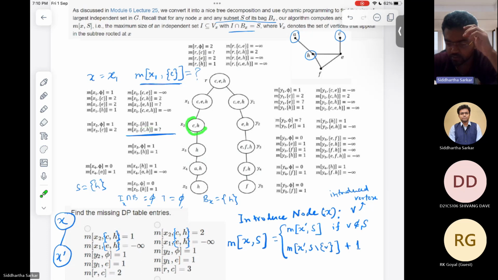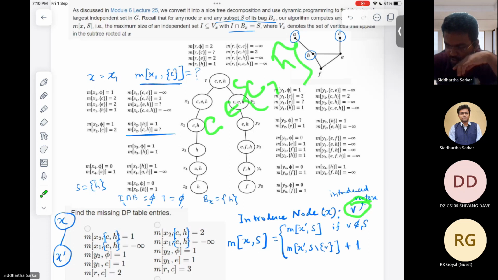First thing is to decide what kind of node it is. So we look at its child. This child has h, and this has c comma h. That means c is introduced here, so this is an introduced node. So we'll use the recursion formula corresponding to an introduced node. What is the value of S? S is c comma h. Now, what is the introduced node? C. Is C belonging to c comma h? Yes. So this is the rule that will be applicable.